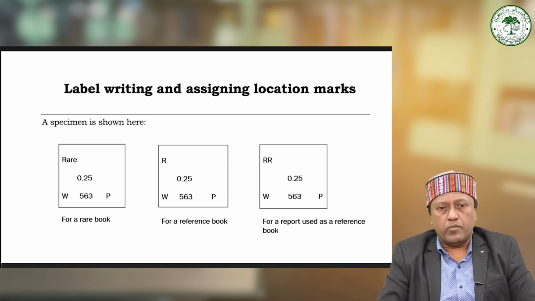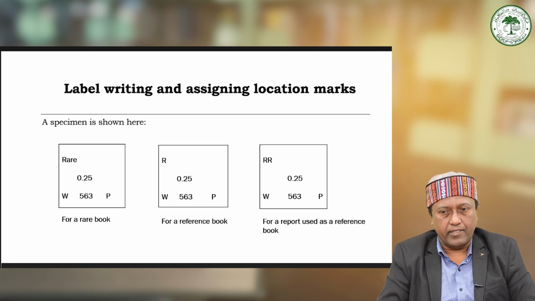So you can see this example here. The spine label contains both the call number and the location mark of the book, which are written on the upper left portion of the label, and this location mark may indicate categories such as reference, rare, textbook. Sometimes for textbooks you will find T written, and for reports you will find RR written. So it is up to the library to decide how they are going to distinguish all these library materials.